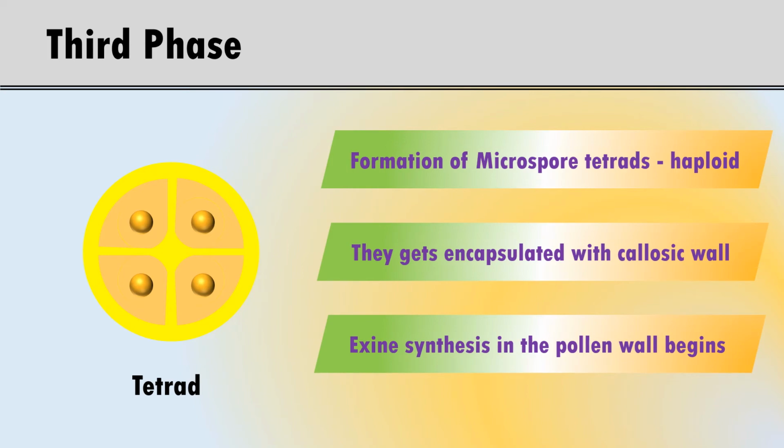In the third phase, it is noted by the formation of tetrads. We can see tetrads, 4 young haploid microspores that become encapsulated within the callosic wall, and simultaneously exine synthesis in the pollen wall begins, providing rigidity to the pollen grains. So pollen tetrads will be formed in the third phase of microsporogenesis.